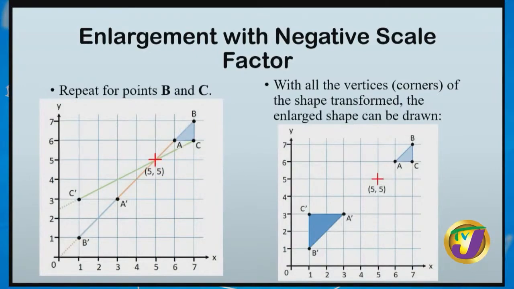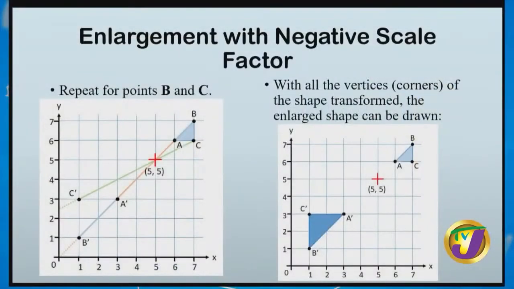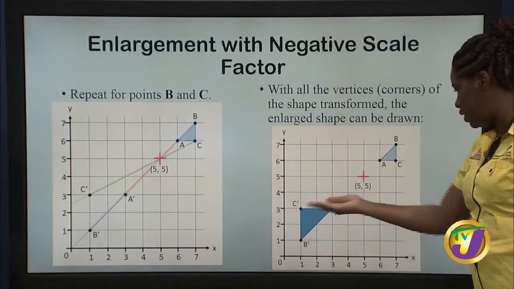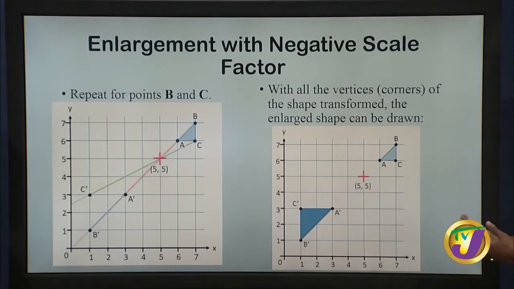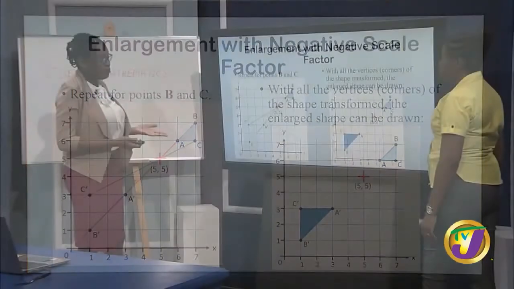So it means our image will be on the other side of the center of enlargement when we enlarge with a negative scale factor. And not only that, Nikisha, but this looks upside down to me. Yes, the shape would have been inverted. That's one of the things with enlargement with a negative scale factor. The vertices, the lines, everything would be inverted. The whole shape would be inverted. And notice that AC in the object was at the bottom. Now it's at the top, CA. Notice the direction also, that it is labeled one clockwise and the other anti-clockwise. So let's explore some more.